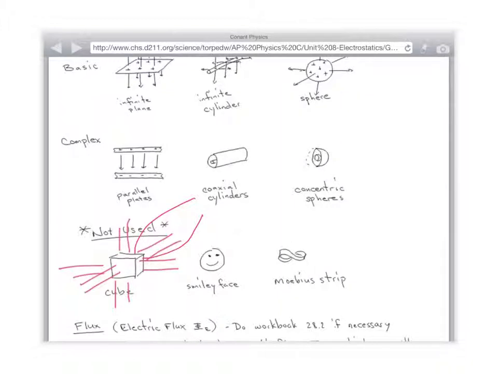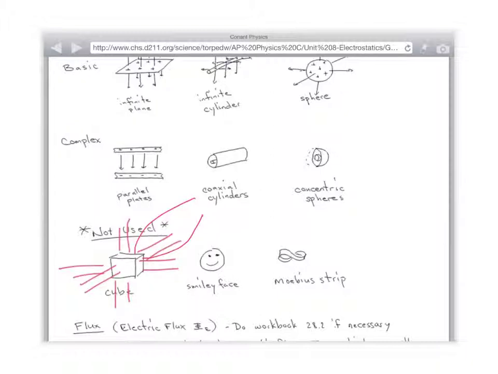So we say the cube doesn't have symmetry like a sphere has symmetry, because the field lines bend, which means if you put a bigger cube outside of the first cube, the field would be different. See how that works? So cube doesn't work. What about a smiley face? Of course not. Or a Mobius strip? One-sided paper. No, of course not.